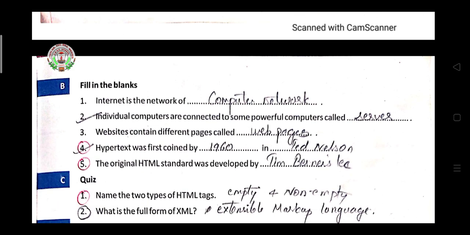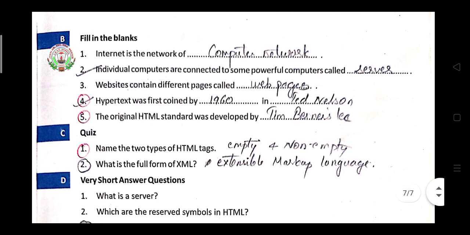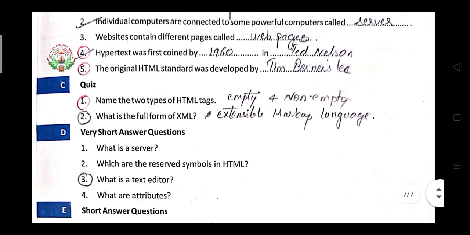Then come to the fill in the blanks. Internet is the network of computer networks. Individual computers are connected to some powerful computers called servers. Website contains different pages called web pages. Hypertext was first coined by, here see students, here you have to swap the answer. Hypertext was first coined by Ted Nelson in 1960. Do the correction here. Then the original HTML standard was developed by Tim Berners-Lee. If you are not understanding the spelling, go back to the chapter and see the spelling.